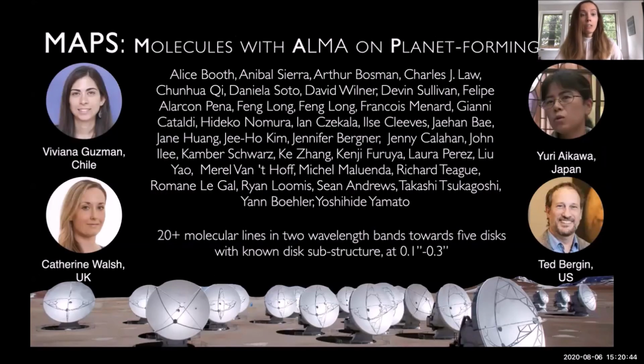So trying to tie those together was the motivation for a large program that we are currently in the middle of with ALMA, so molecules with ALMA on planet-forming scales, or MAPS, where we're setting out to look at 5 disks, actually the 5 disks that I just showed you, in 20 or so molecular lines, down to scales of 1/10 of an arcsecond, which corresponds to around 10 AU for most of the disks we're looking at.